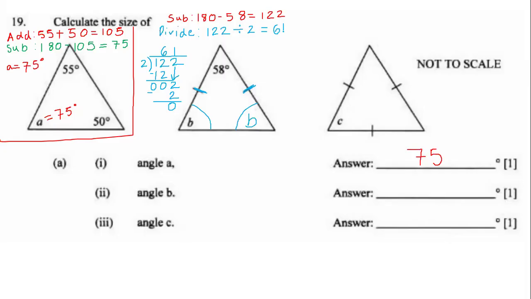So that means that B is 61 right here, and this is 61 right here. That's what B is equal to. B is equal to 61. And so we can put that right there as well. 61.